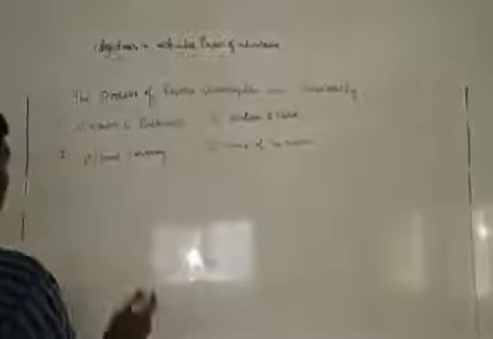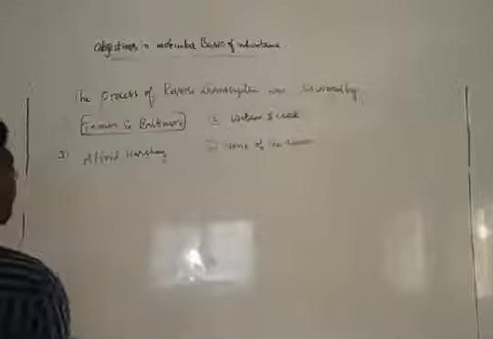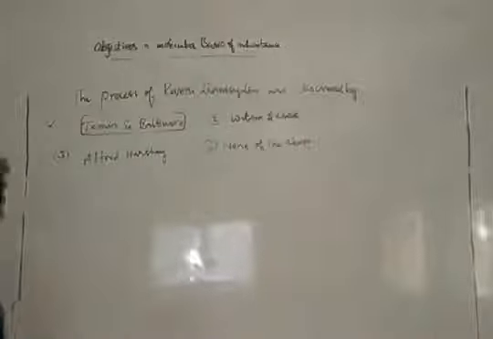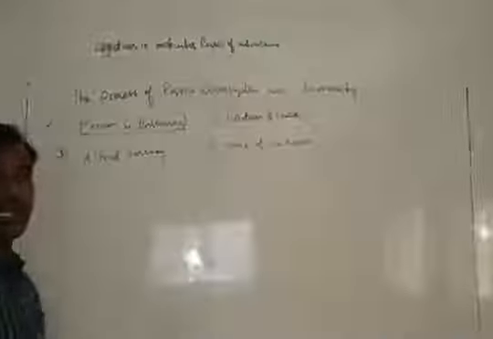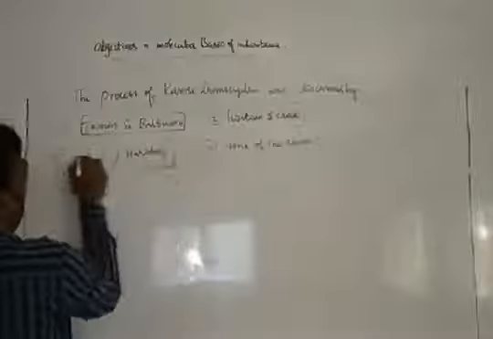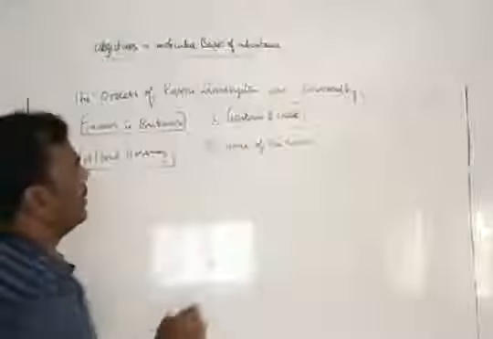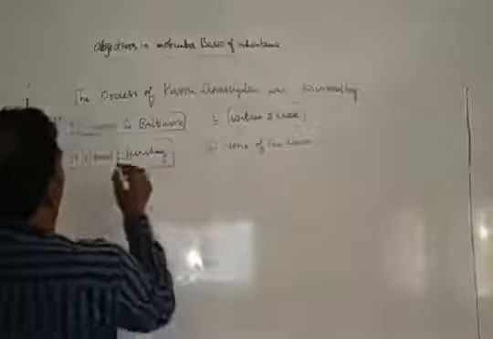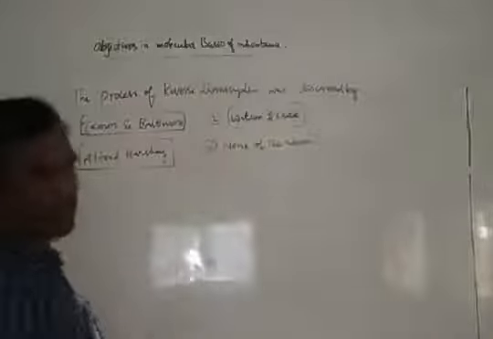Here Temin and Baltimore explained reverse transcription. This is the right option here. Watson and Crick explained the DNA structure. Alfred Hershey did an experiment to prove that DNA is the genetic material. So none of them. The answer, Temin and Baltimore, is the correct option for this question.